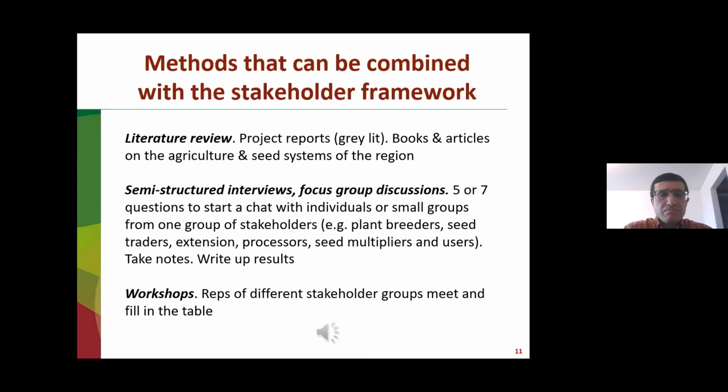So we can have small groups, of 5 or 7, with 5 or 7 questions to start the chat with the individual or small groups from one group of stakeholders. So for example, plant breeders, seed traders, extension providers, seed multipliers and users, etc. We need to take notes, obviously, and write up the results. Sometimes we use this information to refine the questions that we will ask the stakeholders in a workshop. So these focus group discussions or semi-structured interviews can be used to refine the kind of questions that we are going to ask. Or if a certain stakeholder group cannot attend the workshop, then we can do an interview with these people.